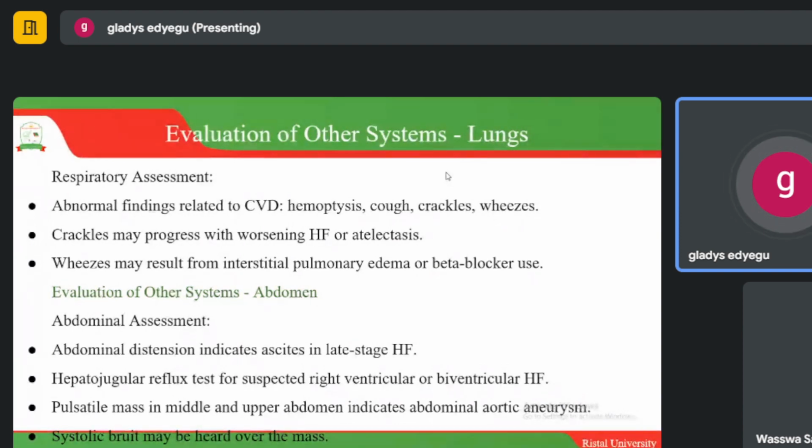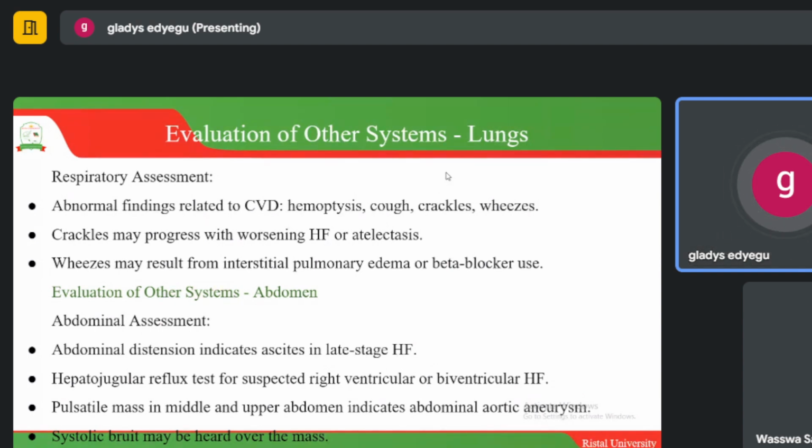So abdominal distension indicates ascites in late stage of heart failure. So when you get a patient who has been having a heart condition and has come with abdominal distension, then you should suspect that your patient has advanced, and this can be a sign of heart failure. And when they get into heart failure, management becomes so complicated, and sometimes we fail to save these patients from these conditions. Then hepatojugular reflex, a test for suspected right ventricular or biventricular heart failure.